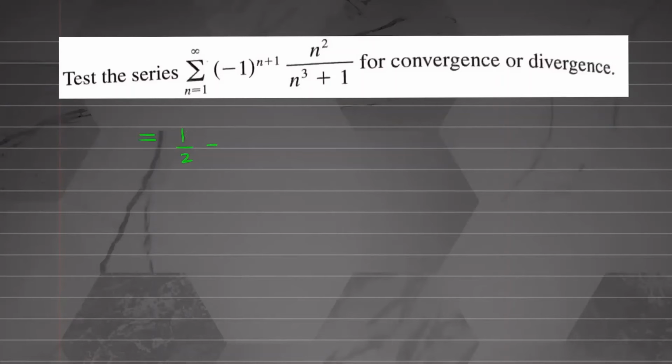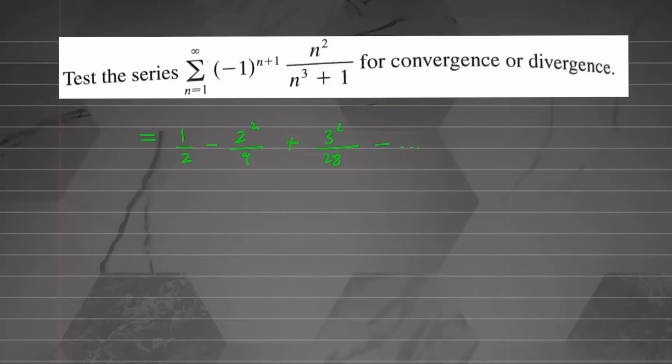The second term is -2 squared over 2 cubed plus 1. So that'll be 8 plus 1, that's 9. Plus, and then the next term is to the third power. So when n is 3, you'll have 3 squared over 3 cubed plus 1. So that would be 27 plus 1, that's 28, minus, and so on. So this keeps on alternating, and the terms are decreasing. I hope you can see that.